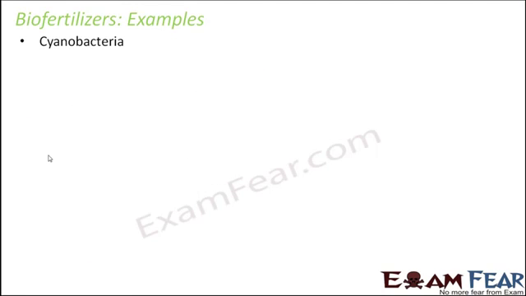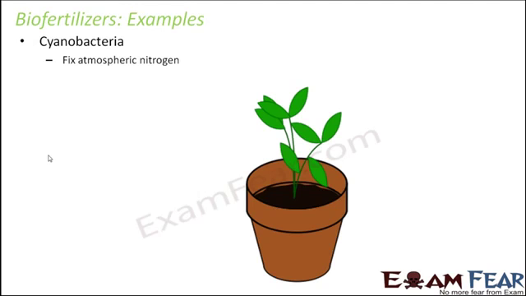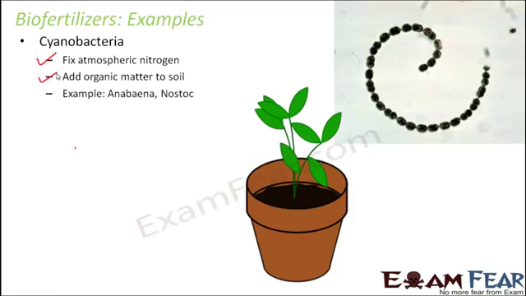So the last one is cyanobacteria. Cyanobacteria, which is often called blue-green algae. The main purpose of cyanobacteria also is to fix atmospheric nitrogen. So cyanobacteria also add organic matter to the soil, and that is how it improves the soil quality. In terms of nutrients, it adds nitrogen to the soil, it also adds organic matter to the soil. Now examples of such cyanobacteria are Anabaena and Nostoc. So here you can see Anabaena, this is how it looks like. And there are many other cyanobacteria which act as biofertilizers.